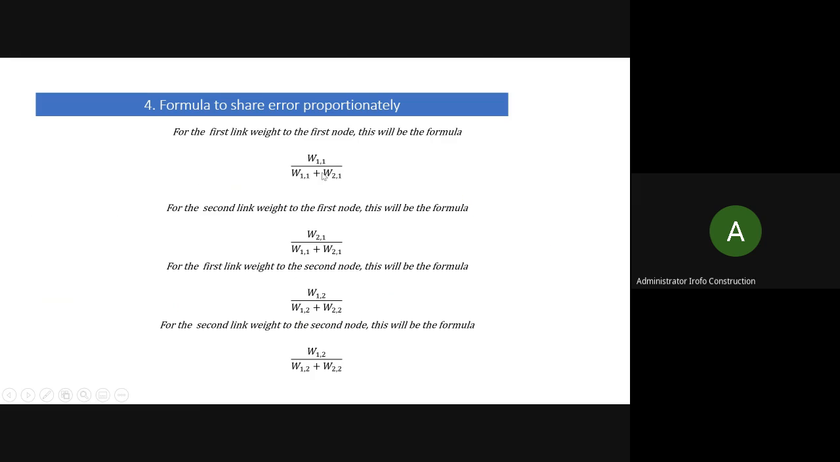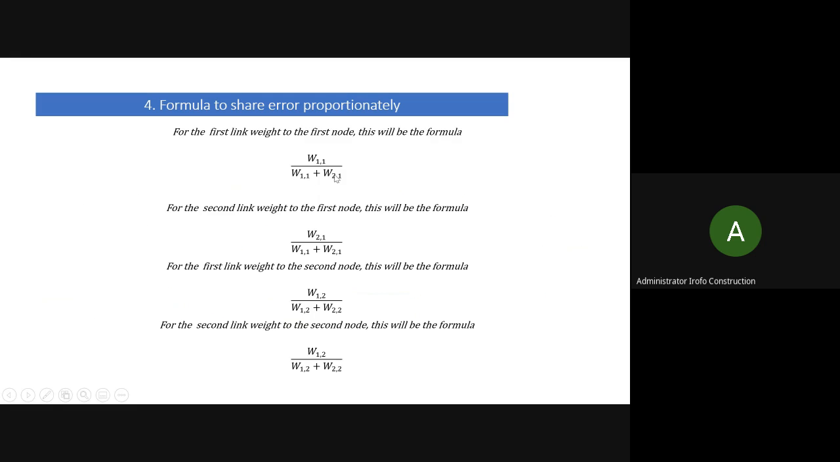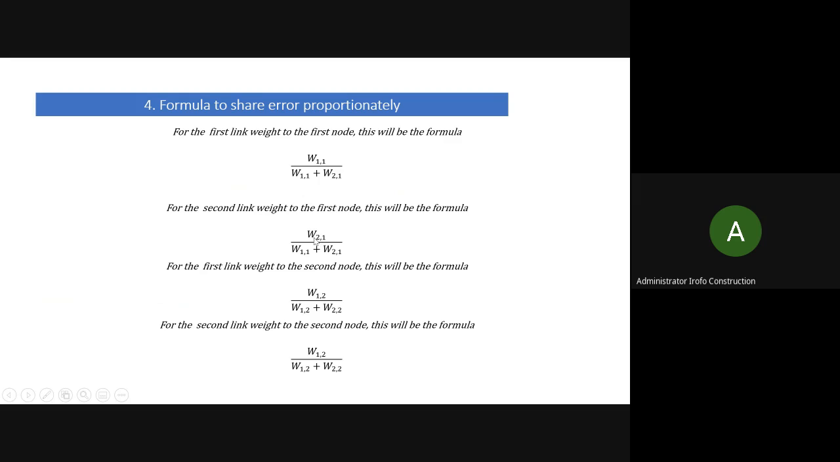That's what they're saying here. W11 over W11 plus W21, because the error from this node here was contributed by these two links. That's why you can see the denominator here is just those two link weights. So that will be the portion for this link weight here. The same idea we're going to use for finding the portion for this link weight here. It just becomes W21 over the total link weight that's connecting to it. W11, W21.